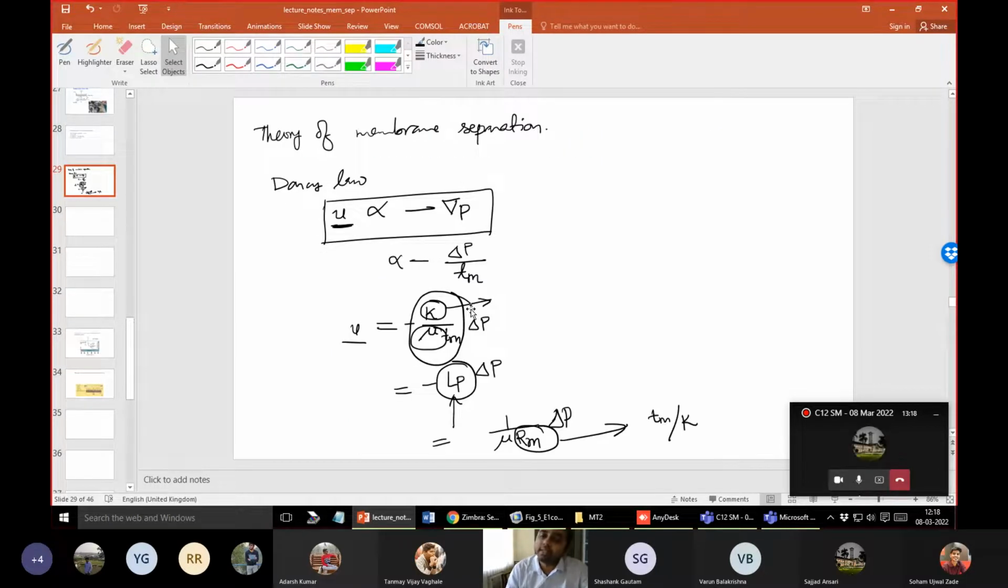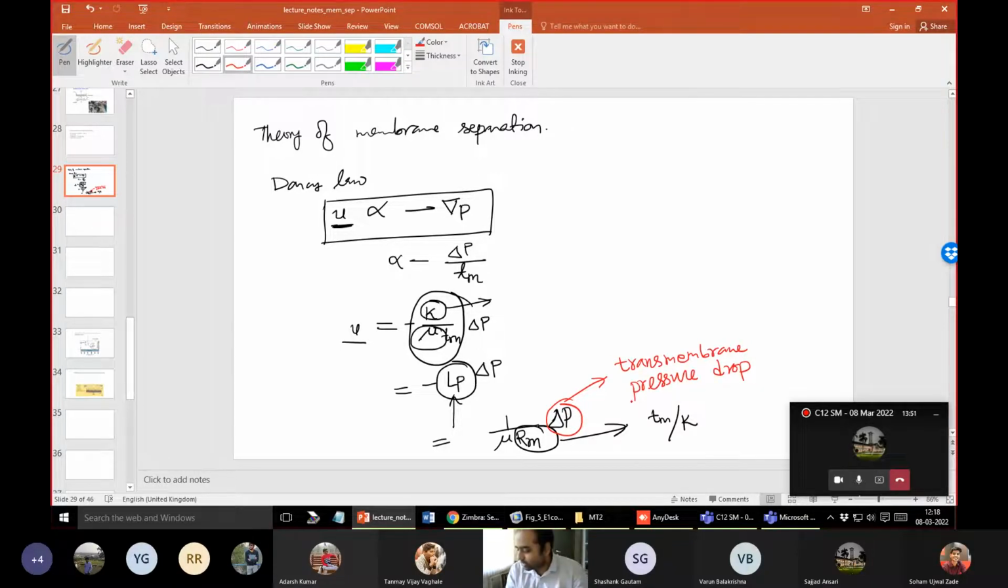So this is how we write Darcy's law to describe the flow through the porous medium, essentially in this case the membrane. This delta P, in more technical jargon, is known as the transmembrane pressure drop, which is nothing but the difference of the pressures across the two sides of the membrane. One is the feed side, one is the filtrate side.